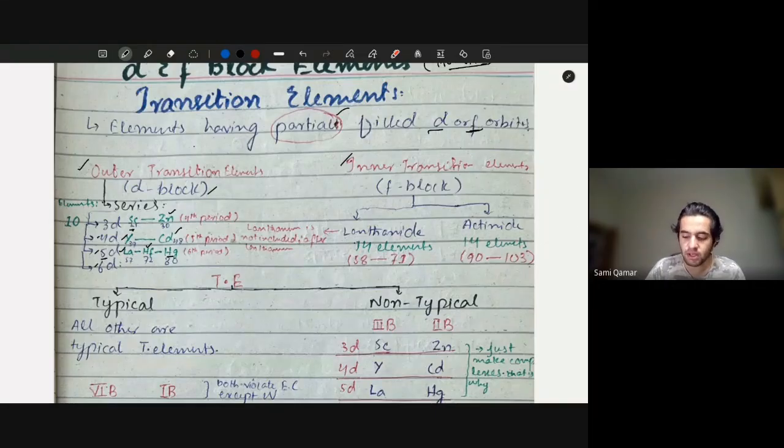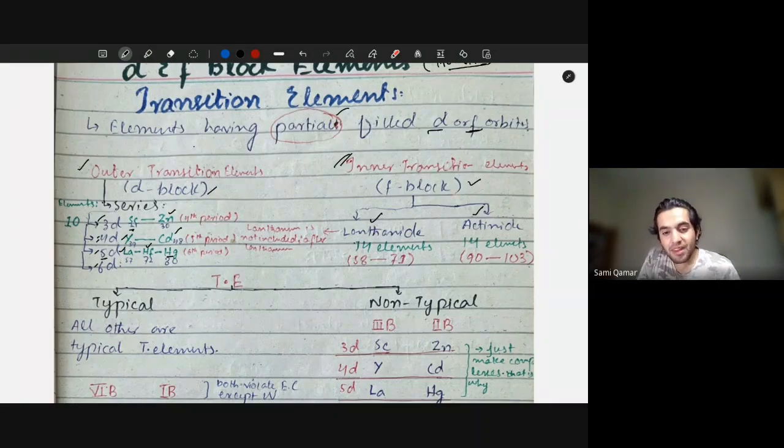Now let's talk about what we need to know. The second thing is inner transition elements, which will be F block. F block has two series, lanthanide and actinide. Each of them will have 14 elements. And remember, each D series, 3D will have 10 elements, 4D will have 10 elements. This is really cool.